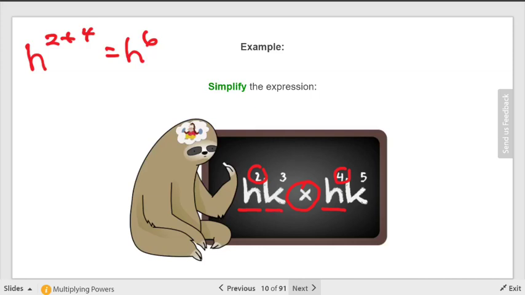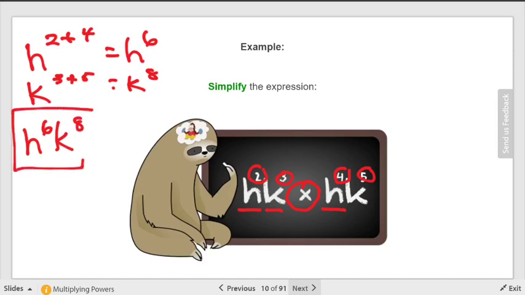What's my other base? K. So K to the 3rd plus 5 is K to the 8th. And now since they're multiplied, I'm just going to stick them side by side, but in what order? H to the 6th. The H comes first because it's first in the alphabet. And there's your completed answer. I wrote it as H K to the 8th, so I added a little bit to this. So you just put, yeah, be careful.